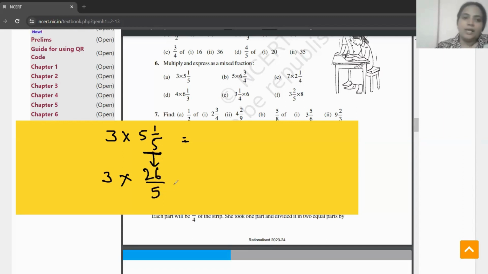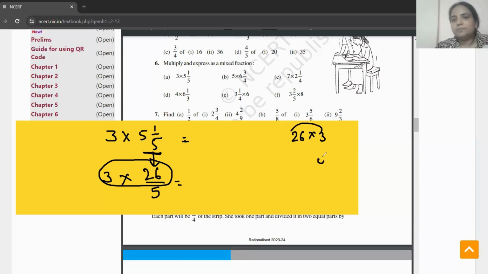And now I know none of the numerators are getting cut by the denominator 5. They don't have any factor in common. So that means multiply the corresponding numerators. 26 times 3 would be what? Ma'am, 78. 78 by 5 is the answer.